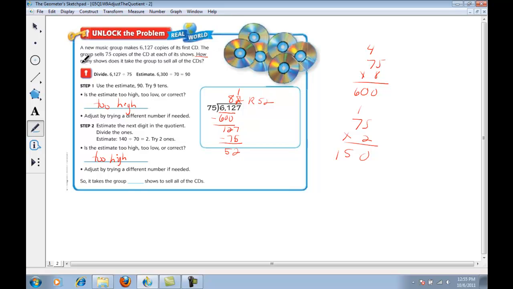How many shows does it take the group to sell all of the CDs? Well, in 81 shows, it's going to sell most of the CDs, but they're still going to have 52 CDs left. So they're going to need to sell them again at the next show. So 81 shows isn't enough. We need to move it to be 82 shows to sell all of the CDs. Now it's your turn to try some division problems with adjusting. Good luck, and if you need a review, come back and watch this video.